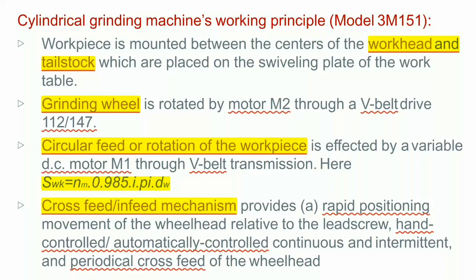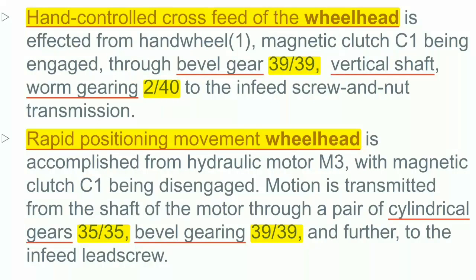Cross feed or in-feed mechanism provides rapid positioning movement of the wheel head relative to the lead screw, hand-controlled or automatically controlled continuous and intermittent, and periodical cross feed of the wheel head. Hand-controlled cross feed of the wheel head is effected from the hand wheel, magnetic clutch C1 being engaged, through bevel gear 39 by 39, variable shaft worm gearing 2 by 40 to the in-feed screw and nut transmission.